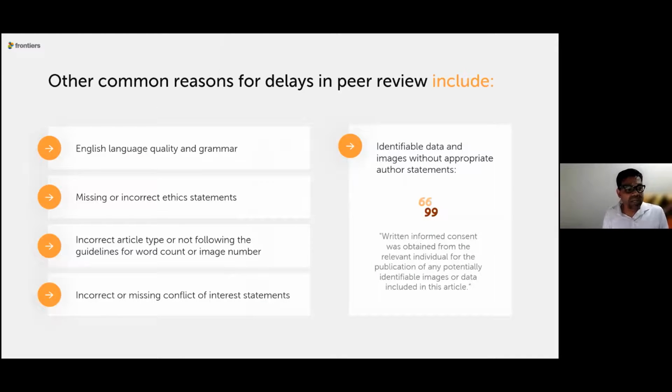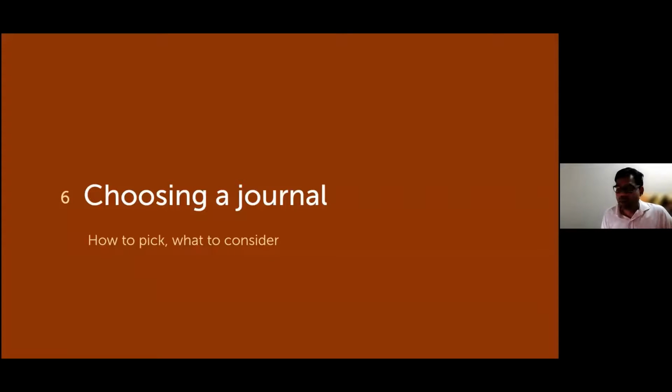Other common reasons are, as I mentioned already, language, or sometimes missing or incorrect ethics statements, incorrect article type, missing conflict of interest statement, as I mentioned earlier. Also, identifiable data and images without appropriate author statements. That's very important. Okay. So consent, as I mentioned earlier, that's important. So I think to me, this should not really be that difficult for you to understand about plagiarism. Nowadays, I think all universities, they have this type of software and they have this training so that you know this about plagiarism. Now, last few things, how do you choose a journal?